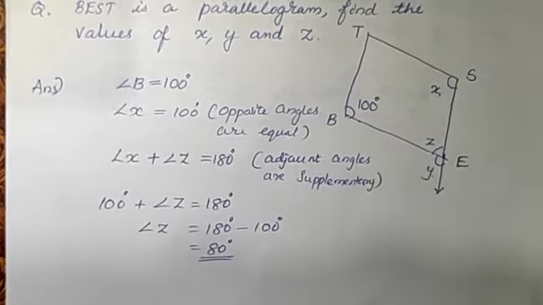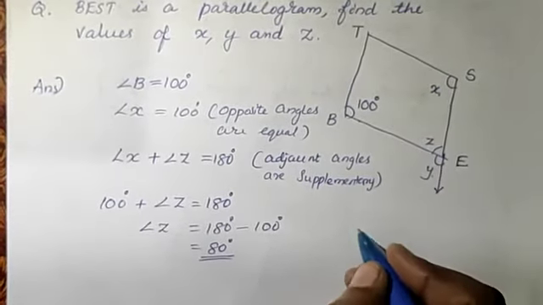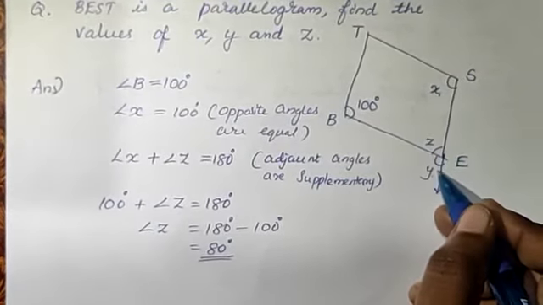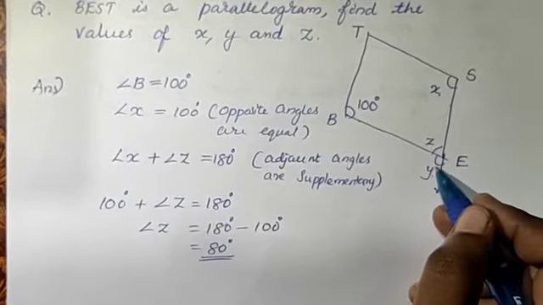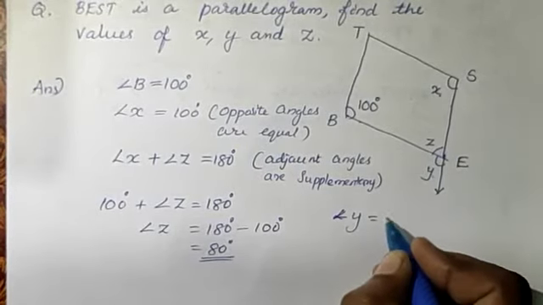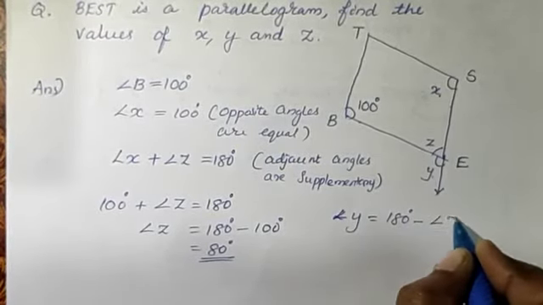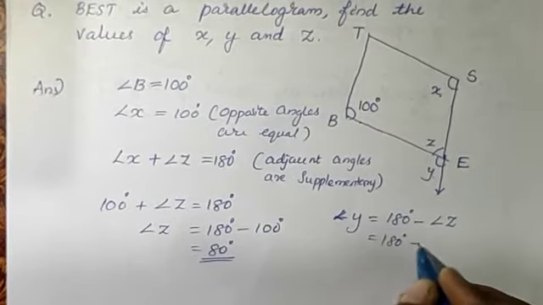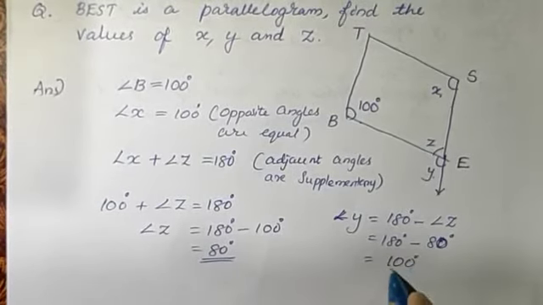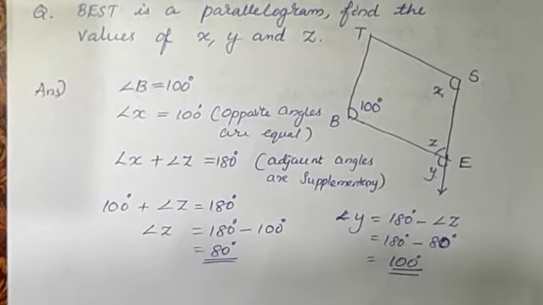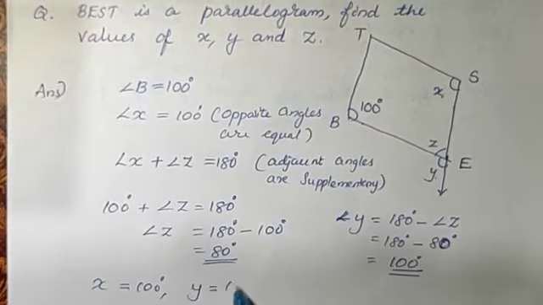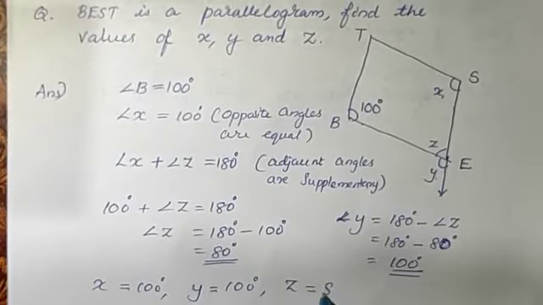Next we have to find angle Y. We know these are linear pairs. Angle Z and angle Y are linear pairs. So the sum will be 180 degrees. So we can find angle Y is equal to 180 minus angle Z. That is 180 degrees minus 80 degrees. From this we can find angle Y is equal to 100 degrees. So X is equal to 100, Y is equal to 100 and Z is equal to 80 degrees.